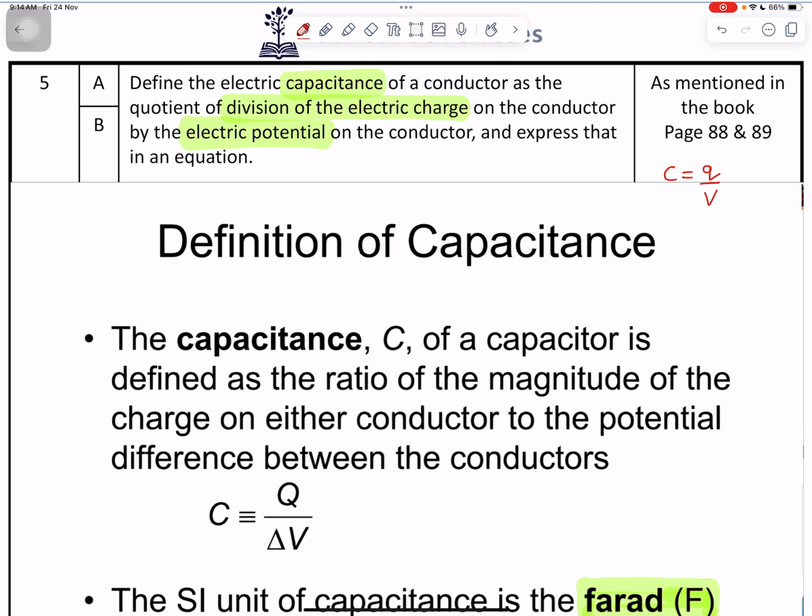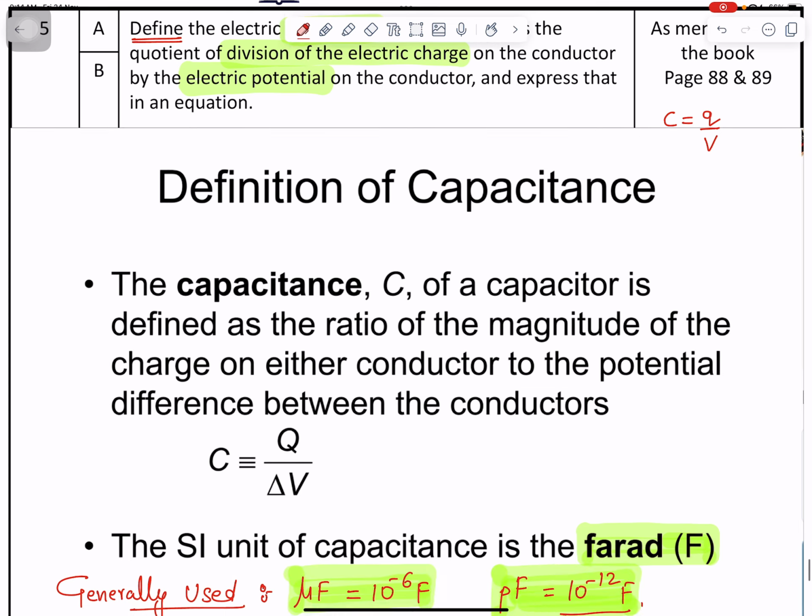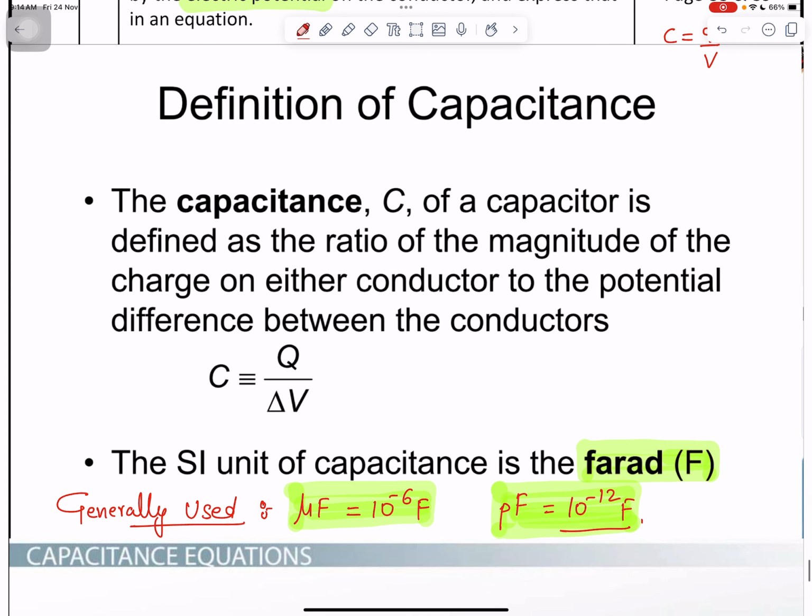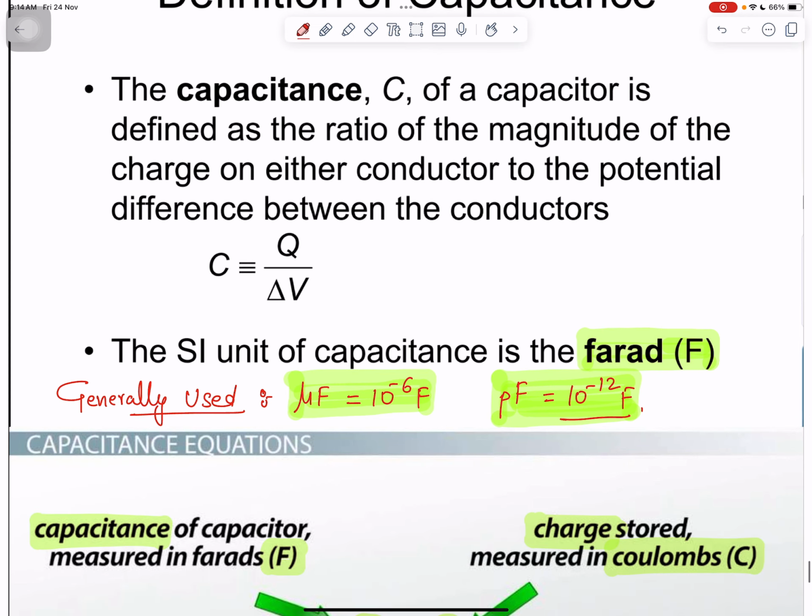Okay, the first thing we need to understand is the definition. Guys, the definition of the capacitance is very easy. The capacitance of a capacitor is defined as a ratio. Ratio means division. Division of whom? The magnitude of the charge divided by the potential difference. Okay, this is easy to understand. So we have this formula: C is equal to Q by delta V.